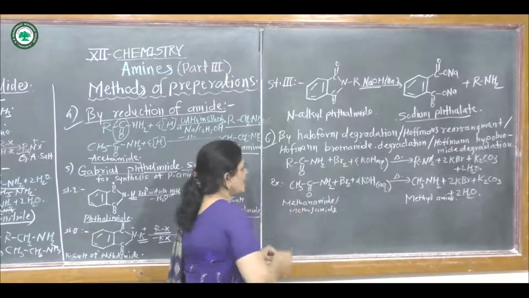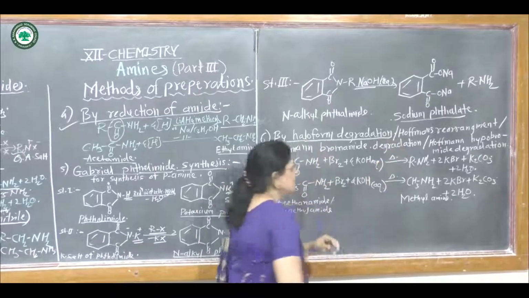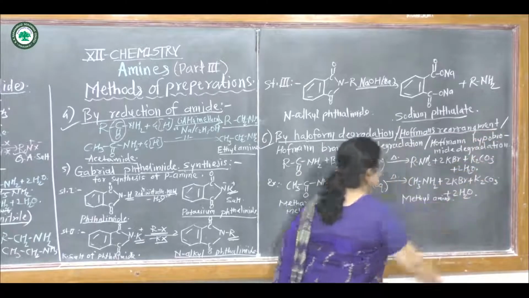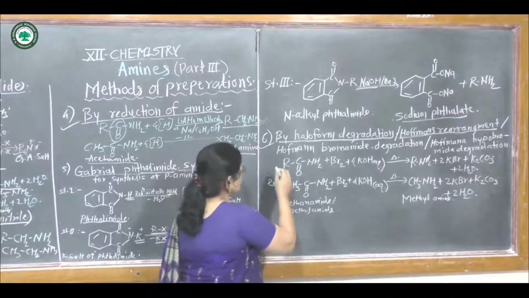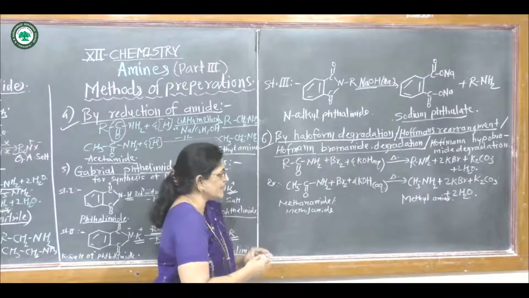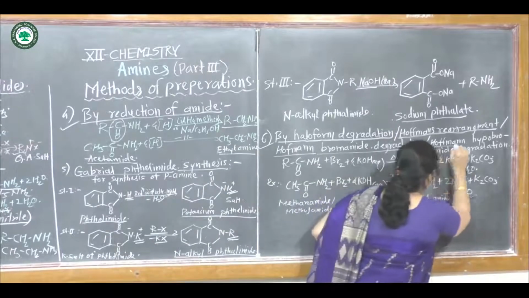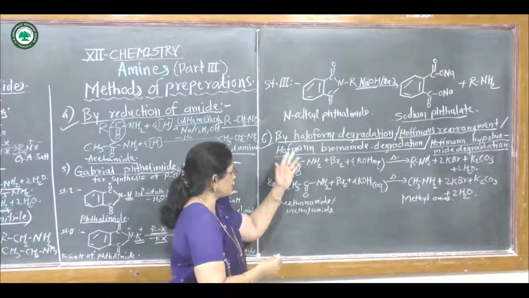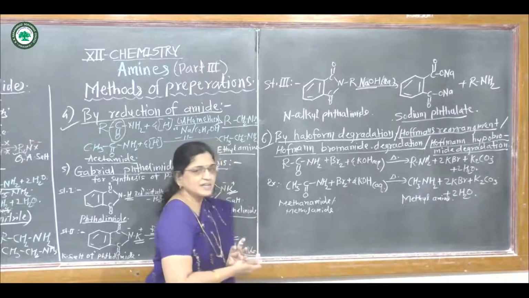The next method is by Hofmann degradation. This is also called Hofmann's rearrangement reaction, or it is also called Hofmann's bromamide degradation, or this reaction is also called Hofmann hypobromamide degradation. There are 4 different names for this reaction.